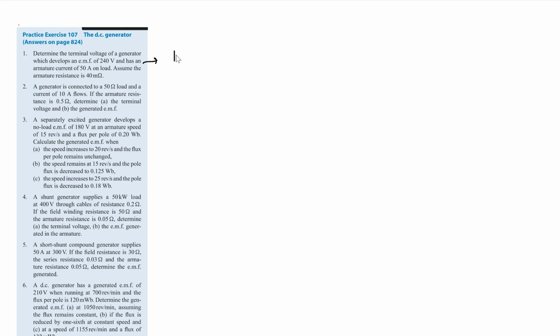We can write the generated EMF EA is equal to V plus IA RA. So this is the generator equation. Here EA is given as 240 volt, IA is 50 amp, RA is 40 milliohm, which means 0.04. It's asking for the terminal voltage, so we can calculate it easily. Let us proceed to the next question, number 2.